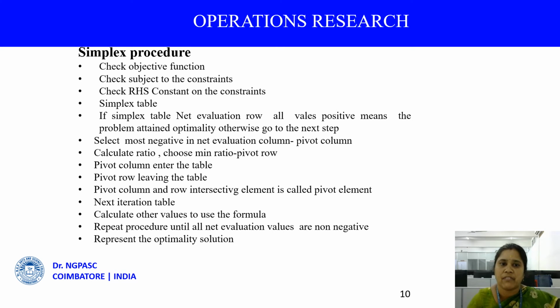That is the formula for the minimum of Z. Given a problem as the minimum of Z, we convert it into a maximum problem. Therefore, the maximum of Z star is equal to minus the minimum of minus Z. That is the conversion of a minimum problem into a maximum problem. Next step, the subject to the constraints.